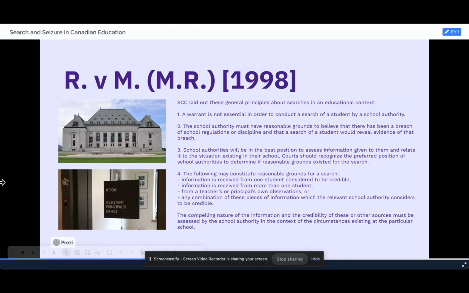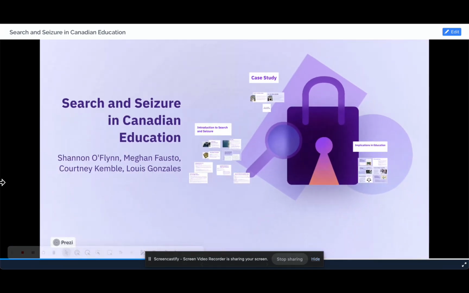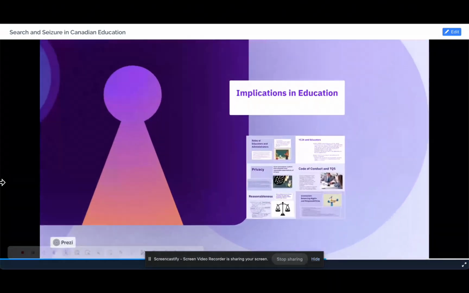The compelling nature of the information and the credibility of these sources must be assessed by the school authority in the context of the circumstances existing at the particular school. So in closing of this section, these principles were laid out to establish that there is a difference between search and seizures in a general context versus an educational context. During this skit, we briefly touched on how educators are acting as agents of the state, and that affects the conditions surrounding search and seizure. So I'll now turn our presentation towards our salient points and the implications of search and seizure in an educational context.